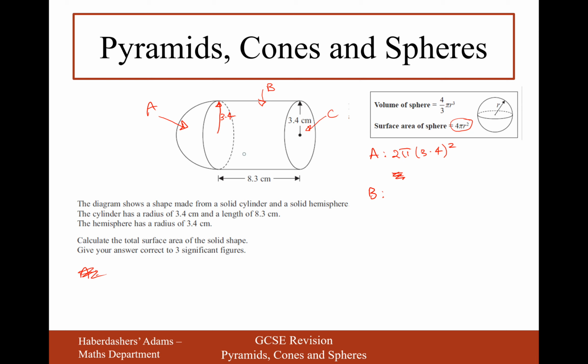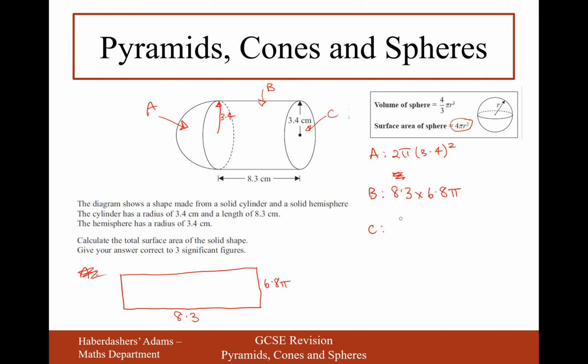The next one is this middle component, section B. If you unfold section B, it will give you a rectangle. The length will be 8.3, and the height, when you unravel it, is going to be the circumference of the circle. So it's 2 pi r, which would be 6.8 pi. I've doubled the radius and then times it by pi. So it's going to be 6.8 pi high, so it's 8.3 times 6.8 pi. I'll just leave that alone there.